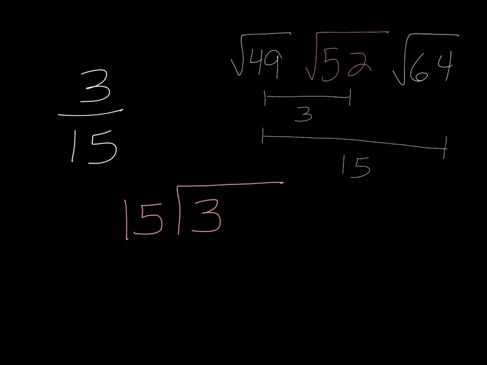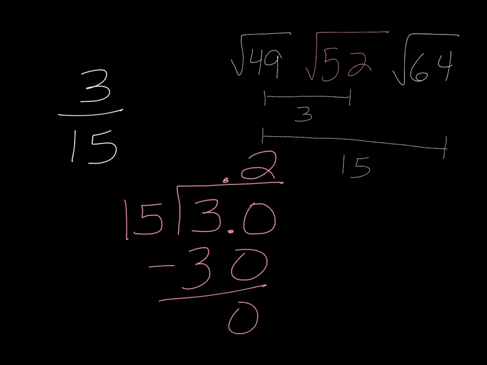Okay, so numerator's in the house and we're dividing by 15. 15 cannot go into 3, so I add a decimal and a 0. 15 can go into 30. 2 times 15 is 30. Now, I have 0.2, and we said at the beginning that the square root of 52 is somewhere between 7 and 8, so I know it's going to be 7 point something. Well, there's my point, 7.2.